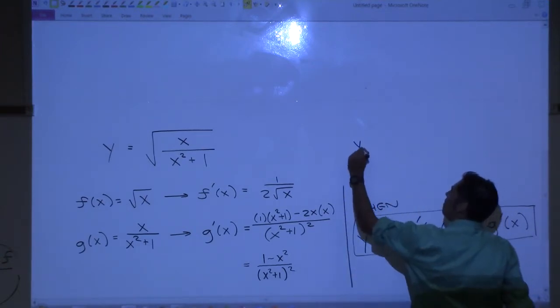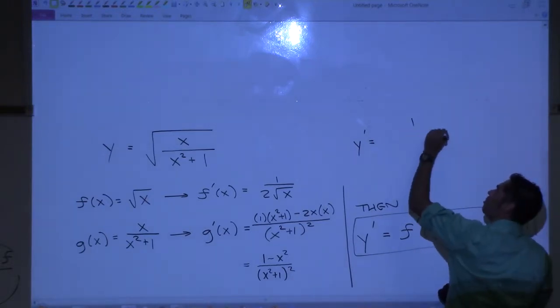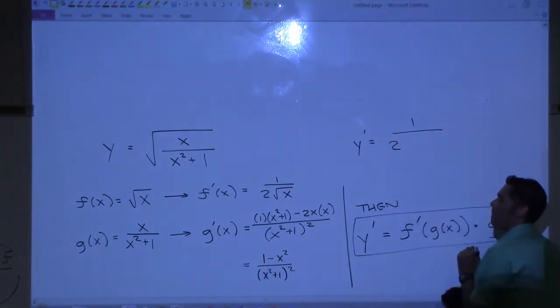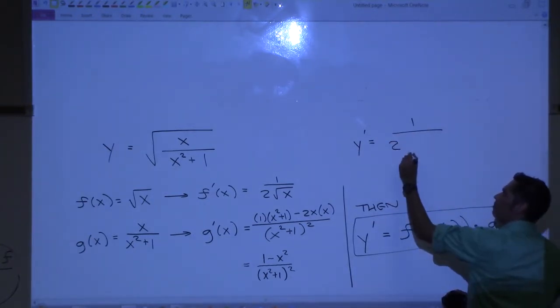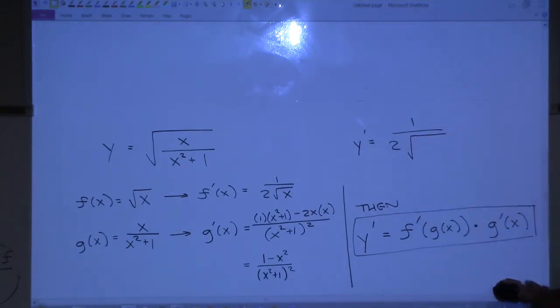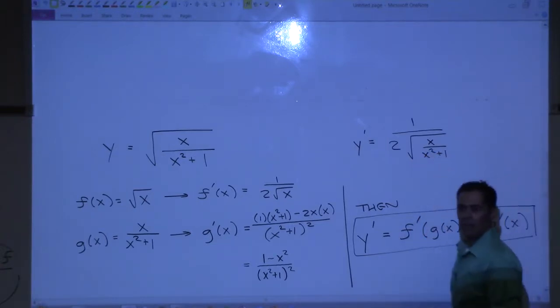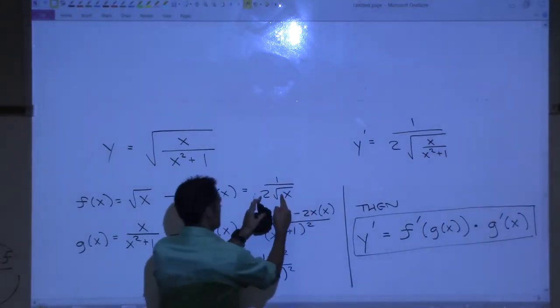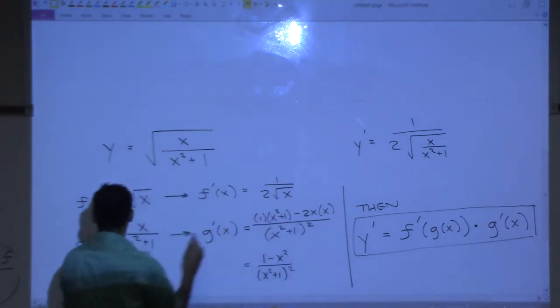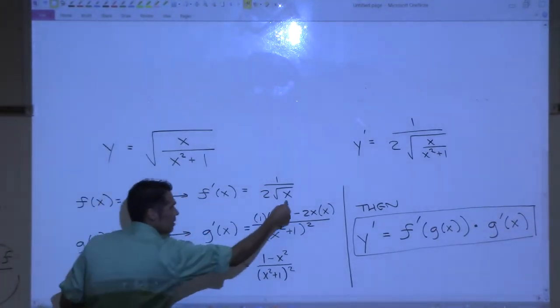So y prime should be, so what's this part right here going to be for us? 1 over 2. Okay, 1 over 2, and then you put square root of x over x squared plus 1, right? So what he's done is he's used the derivative function, but instead of plugging x into it, he plugged in the g function, wherever x was in here, right?